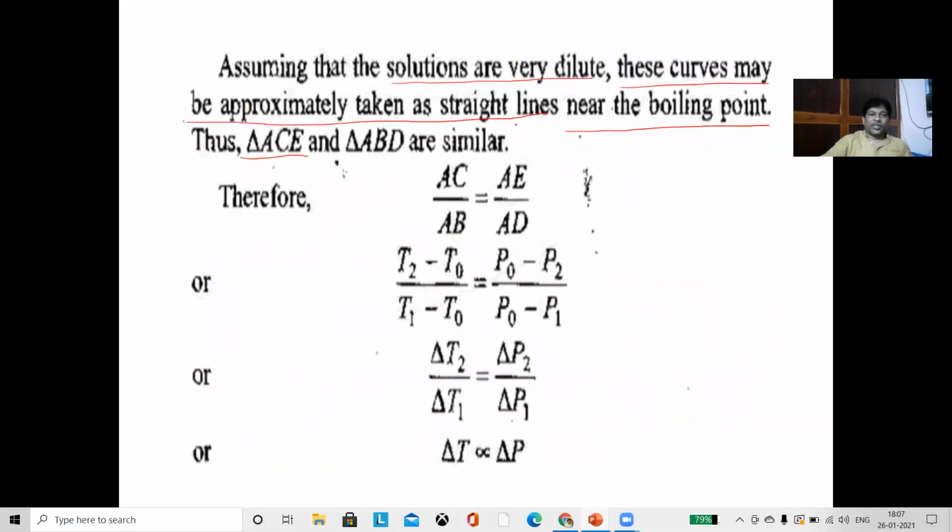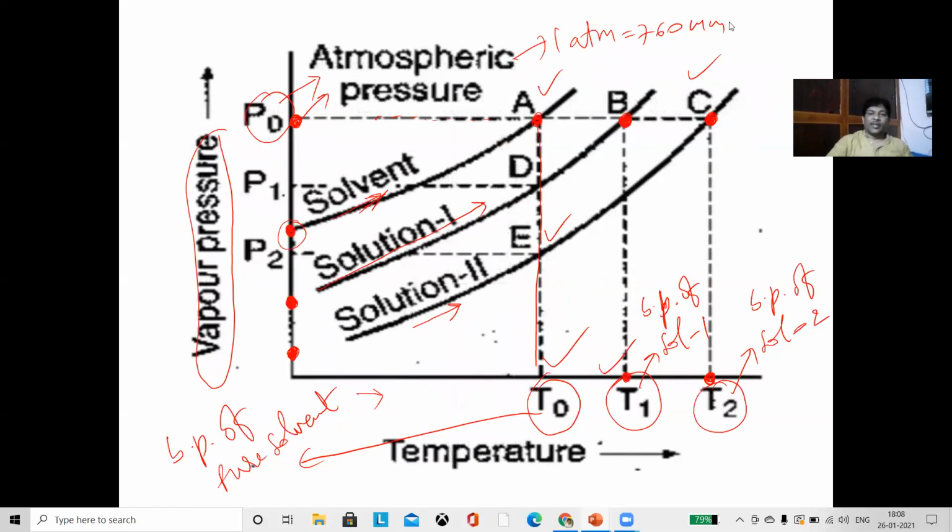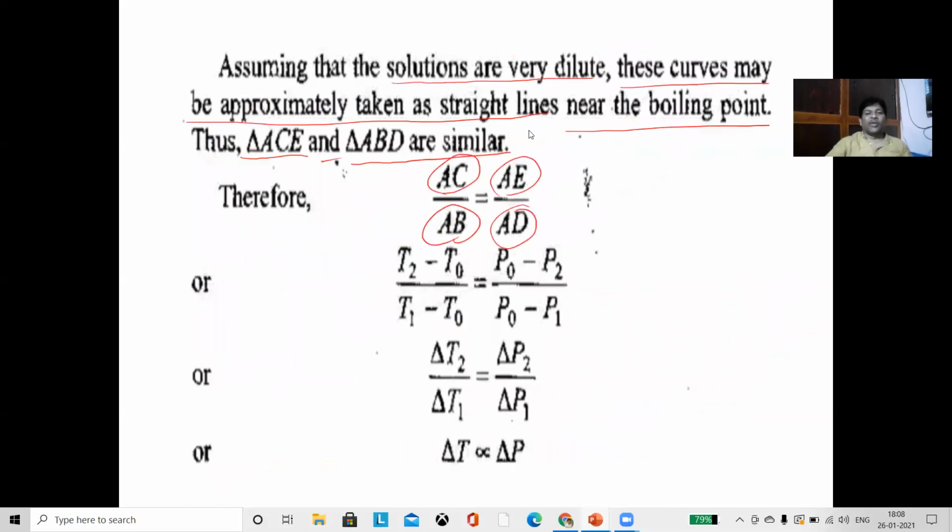Triangle ACE and triangle ABD are similar if the solution is very dilute. Therefore, AC by AB is equal to AE by AD. That is, AC by AE is equal to AB by AD. That point we have to understand.